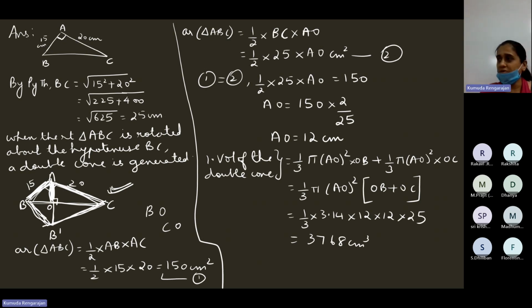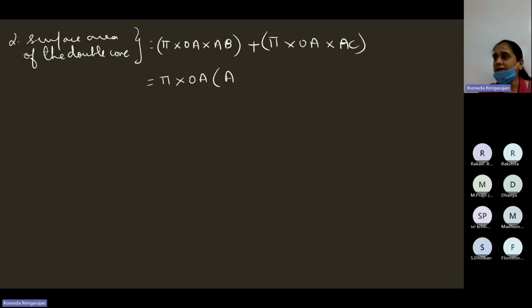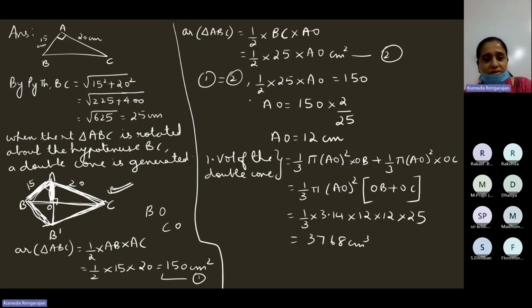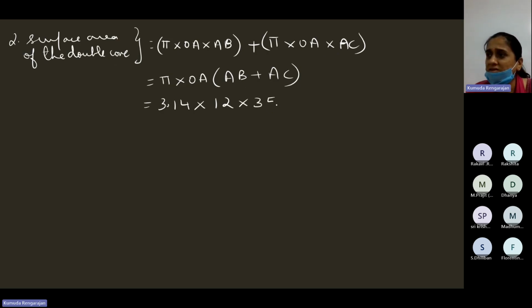If you want, you can even substitute. But whenever you can take out something common, take out the common factor. So calculation becomes a little easier then. So pi into OA is common. So you get AB plus AC in the bracket. So pi is 3.14 into OA. How much is that? 12 into AB plus AC. How much is AB? 15 plus 20, 35. Correct? 3.14 into 12 into 35.